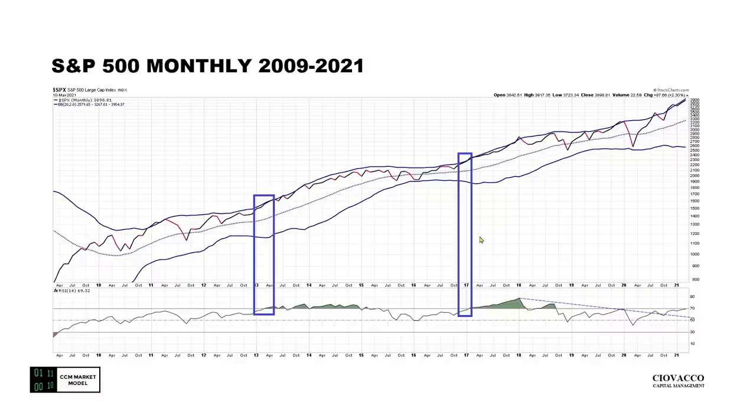S&P 500 monthly, one comment here. We would like to see RSI get above 70 as it did here in early 2013 or early 2017. This is a positive development, the break of this downward sloping trend line, but we still have not gotten into this look here or this look here.